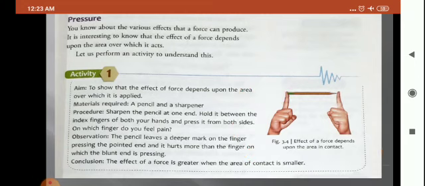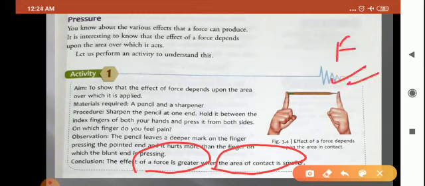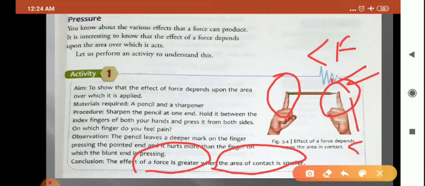So what is the conclusion? The effect of force is greater when the area of contact is smaller. Area of contact is smaller, effect of force is greater. Okay, effect of force on this side is greater as compared to this side. Reason? Here the area of contact is smaller.